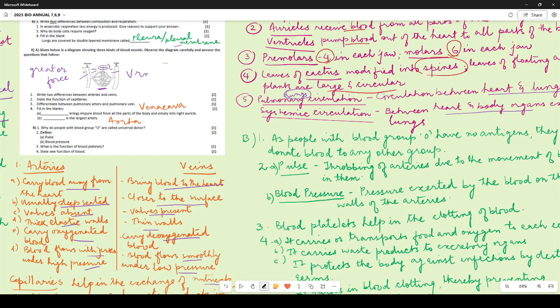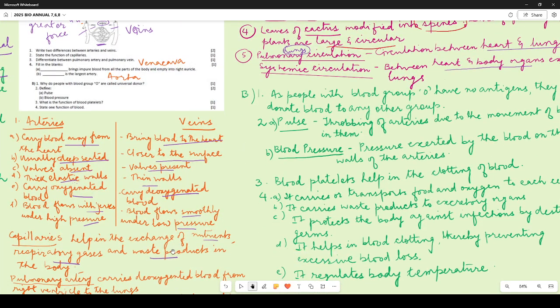So the veins are here. Sorry, my pen is conking out. The veins are here and the arteries are here. So it is the connection between the arteries and the veins. So whatever exchange is taking place, the capillaries help in that exchange.